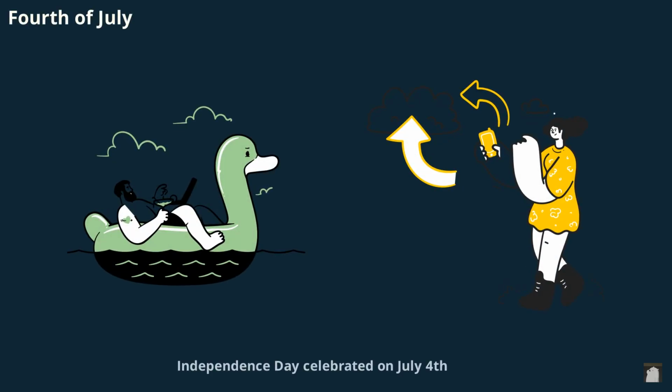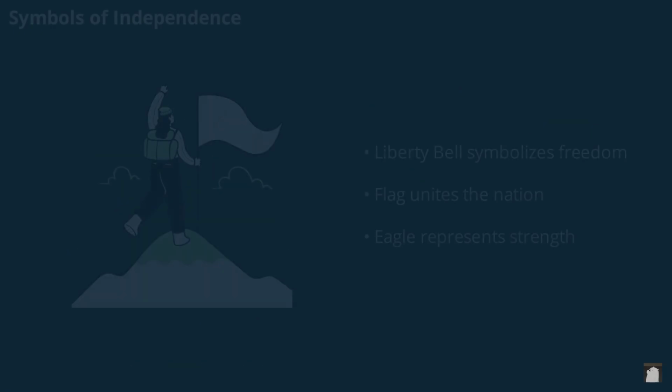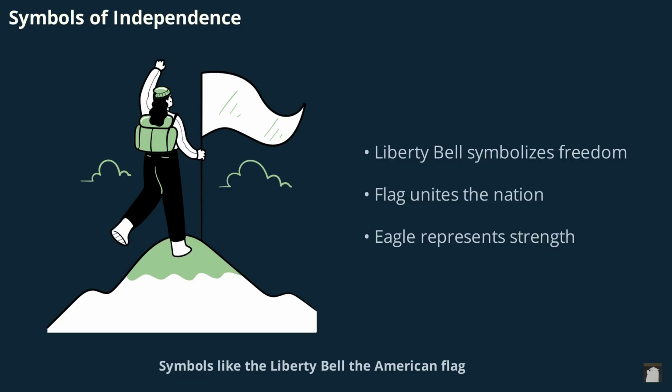Independence Day, celebrated on July 4th, commemorates the adoption of the Declaration of Independence. It is a day of national pride, marked by fireworks, parades, and gatherings. The holiday reminds Americans of the sacrifices made for freedom and the values that continue to define the nation. Symbols like the Liberty Bell, the American flag, and the bald eagle have become enduring icons of independence. These symbols represent the ideals and aspirations of the nation, reminding citizens of their shared heritage and responsibilities.